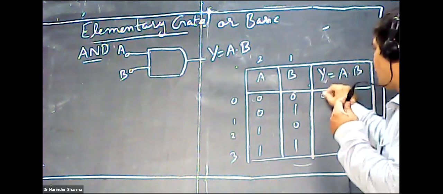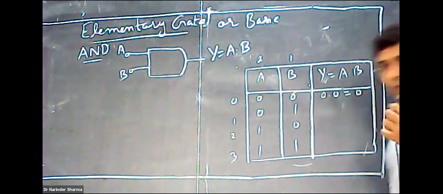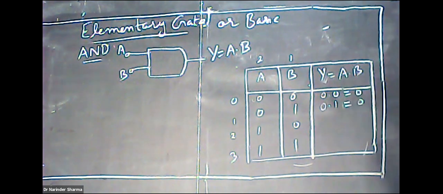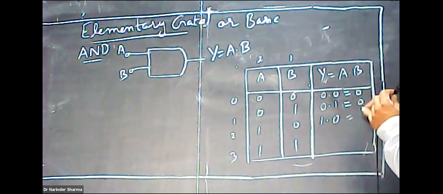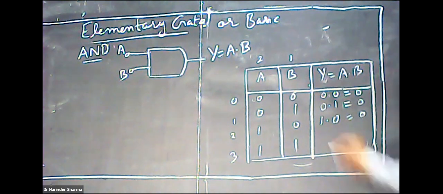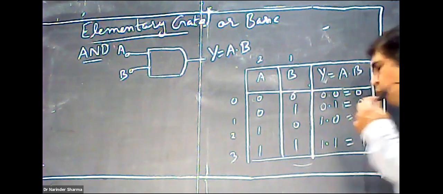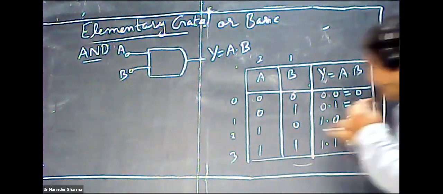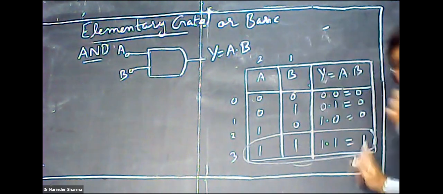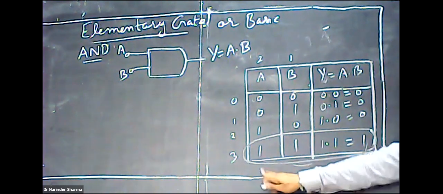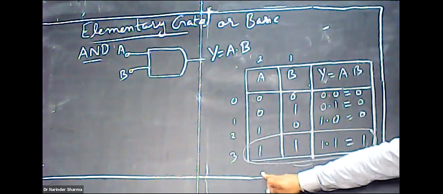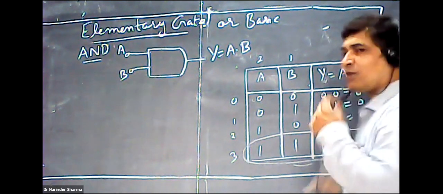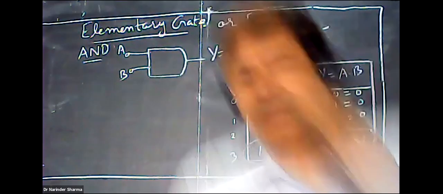So this would be 0 into 0, that stands for 0. 0 into 1 is equal to 0. 1 into 0 is equal to 0. 1 into 1 is equal to 1. So simply multiplication. What have you concluded? Output is 1 if both the inputs are high, otherwise it is low. So this is about the AND gate.